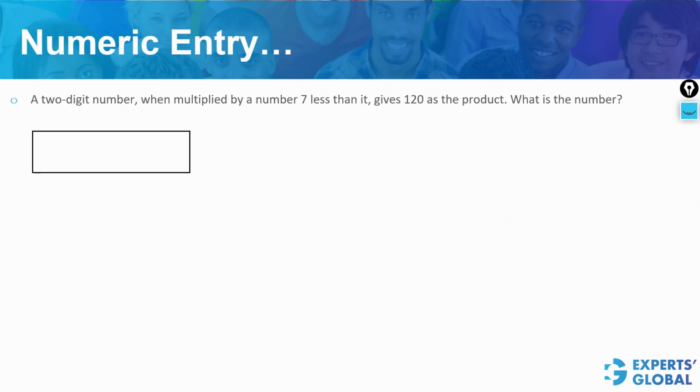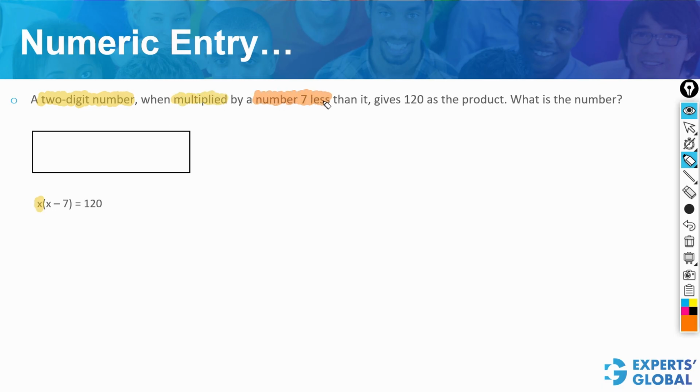Please pause the video and solve this problem. The information given in the question leads to this equation. If the two-digit number in consideration is x, then its product with a number 7 less than itself is given as 120. That means x times x minus 7 is 120. On expanding, this is what we get.